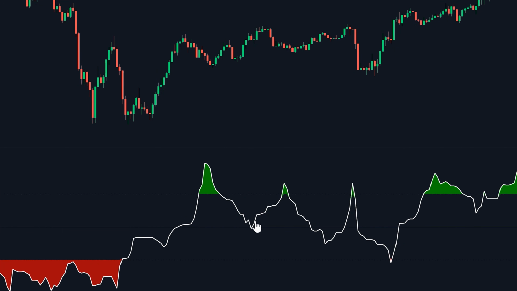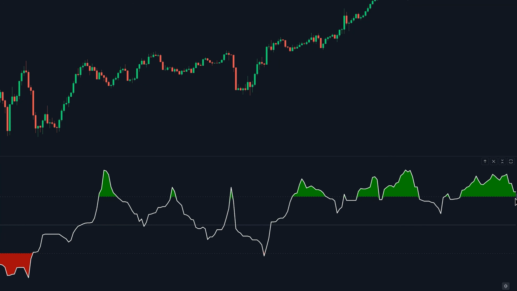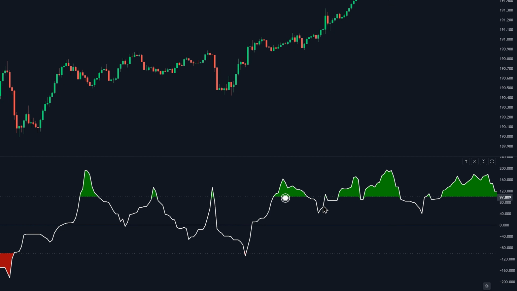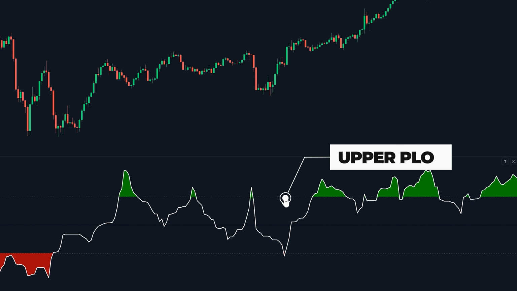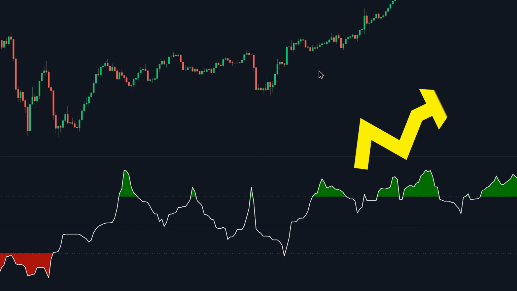This white line traversing the indicator window is called the TTF line, and it's used to indicate the trend direction of the market. And then as you can see, we have 3 horizontal lines. This line at the top, which is located at the 100 mark on this indicator scale, is the upper plot. Whenever the TTF line crosses above the upper plot, that indicates that the market is in a strong bullish trend.